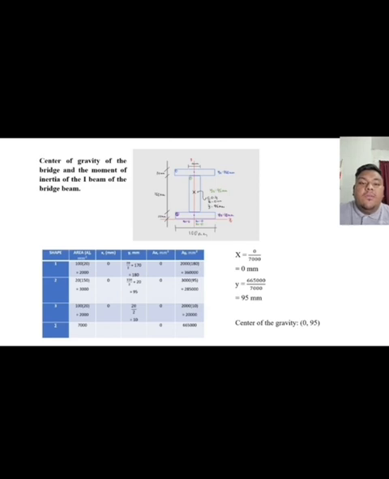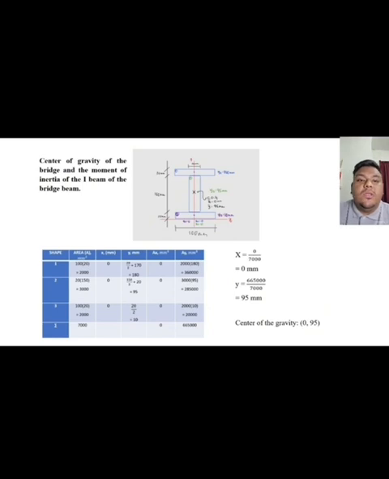Next, we need to find the center of gravity. For shape 1, area is 2000, x is 0, y is 180, Ax is 0, Ay is 360,000. Shape 2, area 3000, x is 0, y is 95, Ax is 0, Ay is 285,000. For shape 3, area is 2000, x is 0, y is 10, Ax is 0, Ay is 20,000. So the total area is 7,000, the total of Ax is 0, and the total of Ay is 665,000.